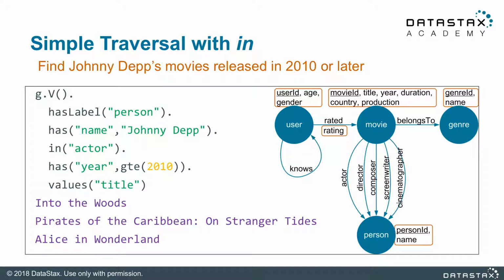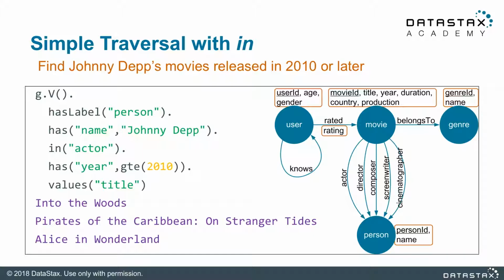Here is our first simple traversal with the in step. We want to find titles of all movies with actor Johnny Depp that were released in 2010 or later. We start with the vertex with label person and the name property Johnny Depp. We then traverse incoming actor edges and end up on any movie where Johnny Depp acted. We further apply the condition for the movie release year. It must be equal or greater than 2010. The final step in the traversal gets the titles of those movies that satisfy the condition.